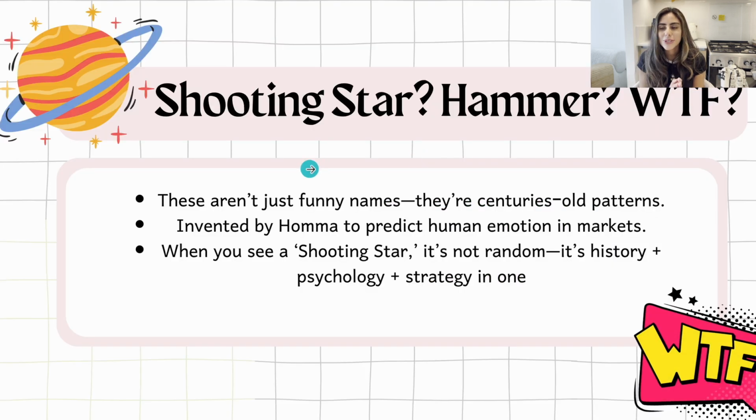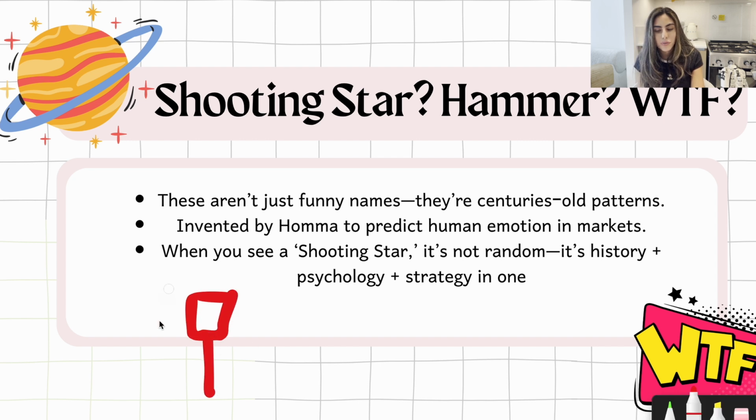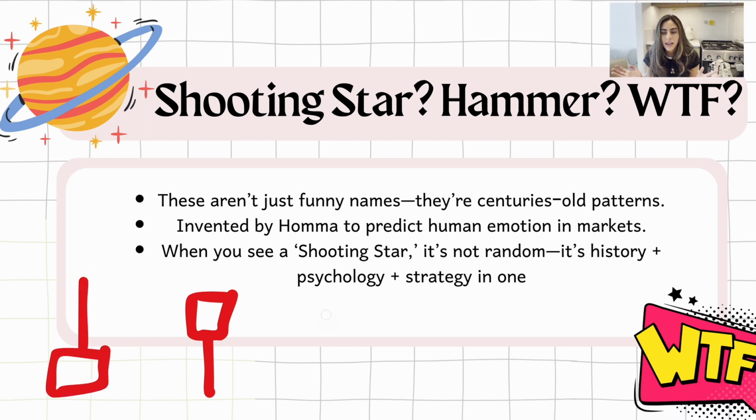Okay, so shooting star, hammer, what is that? I'm going to get into what a shooting star and a hammer are properly in my next video, but just for context, a hammer looks like this. Think of Thor's hammer, and a shooting star is just the opposite. Shooting star, hammer, what are they? They're not just funny names, they're century-old patterns. They were invented by Homer. Remember my guy we spoke about earlier? He basically used them to predict human emotions in markets.